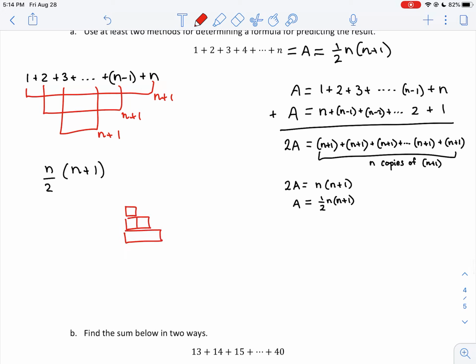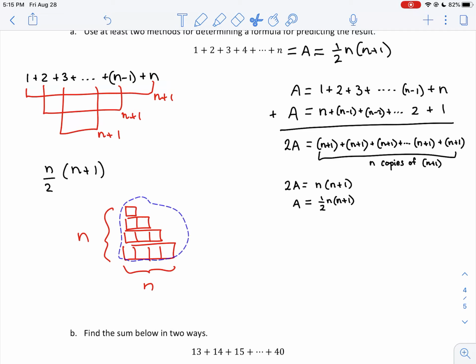Imagine you have a bunch of blocks, and I'm only going to draw up to 4. And let's say, though, that that represents n rows, and the bottom one is n units across, right? So there's 4 rows, and the bottom one has 4 across.